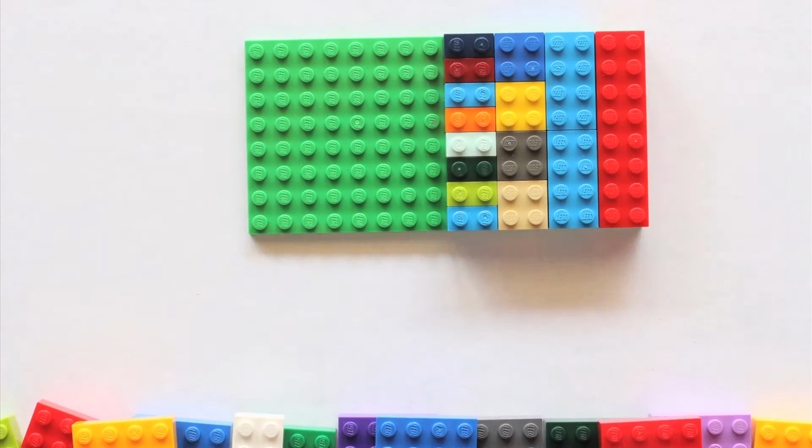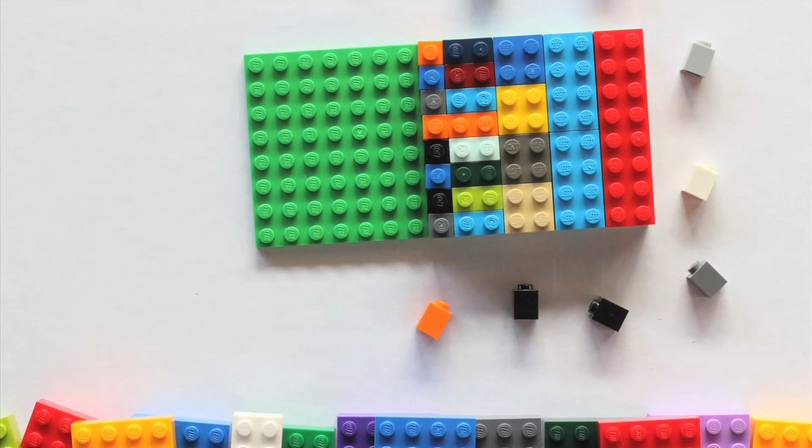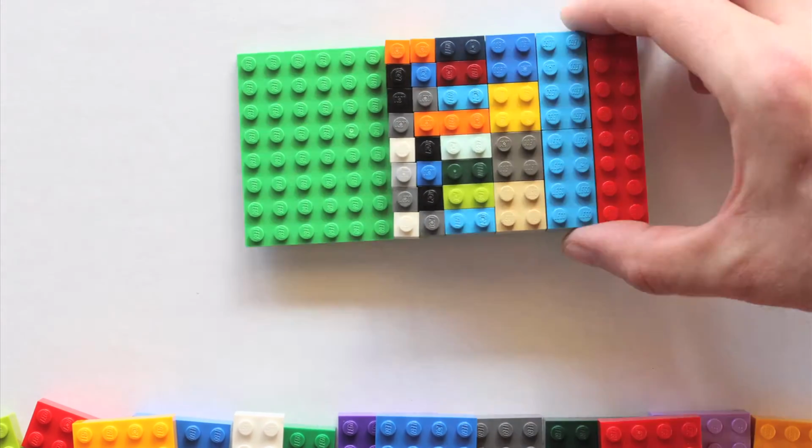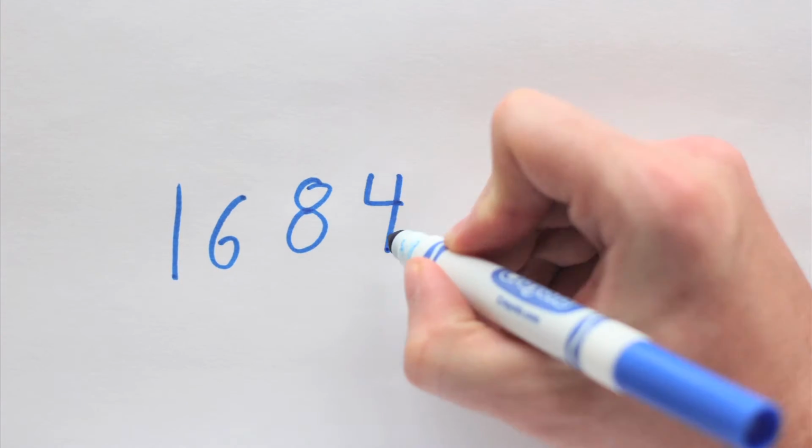Ask students, can you find the next number of equal size bricks? Let them discover that the answer is 16 1x1 bricks. After completing this exercise, students should be able to name all the factors of 16 by looking at the Lego bricks on the base plate.